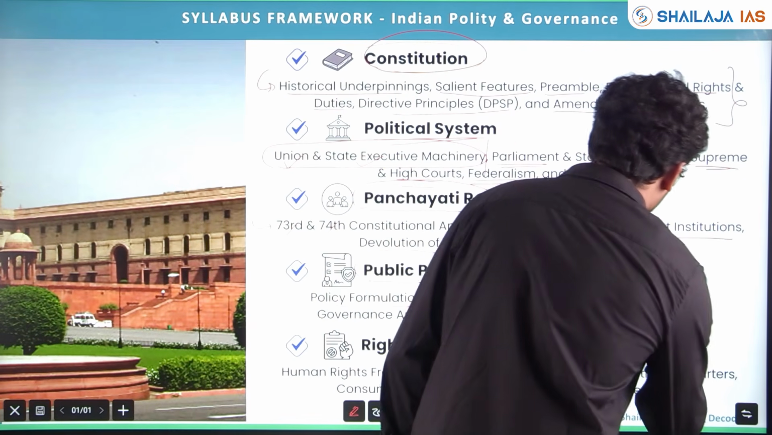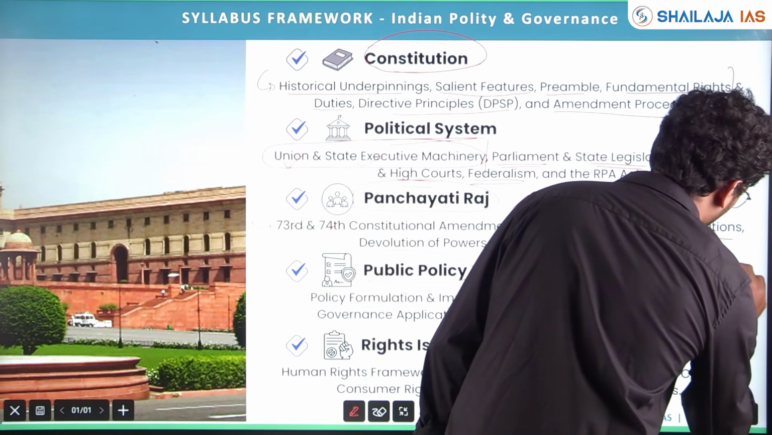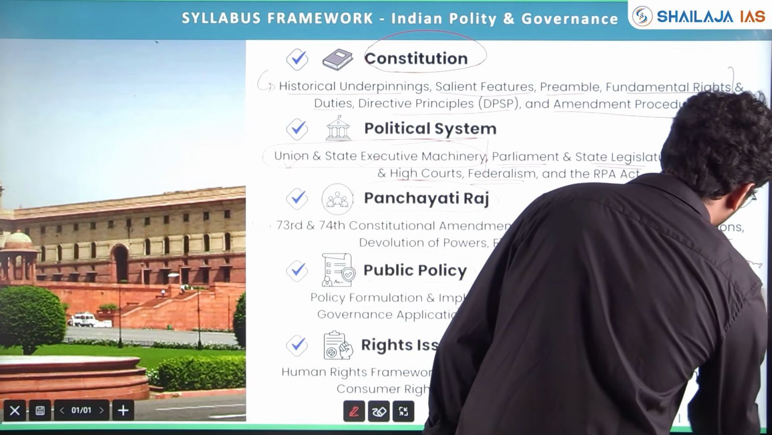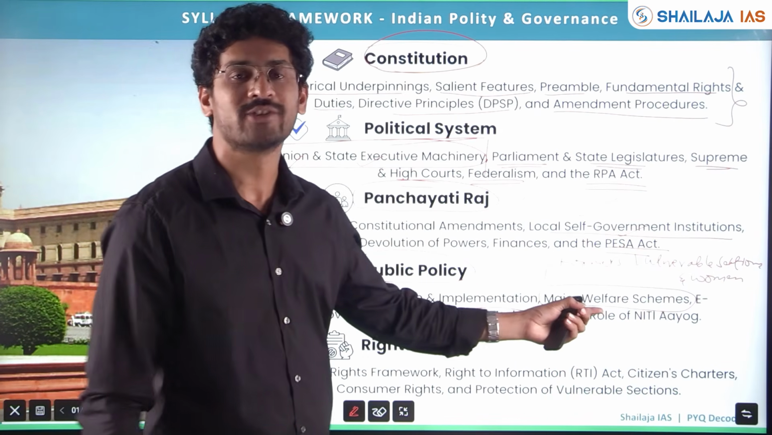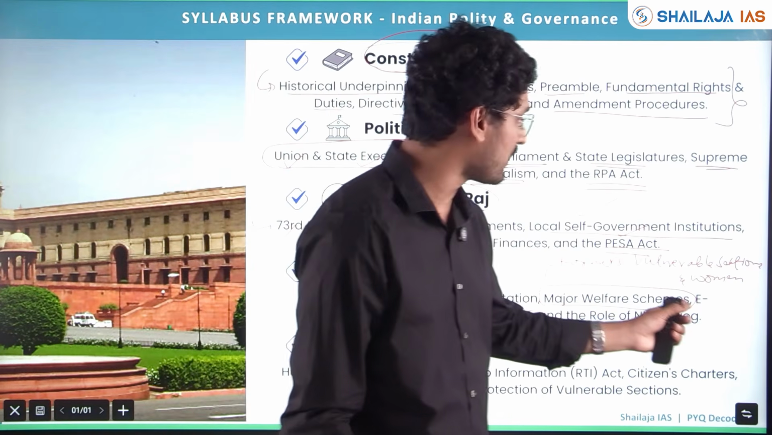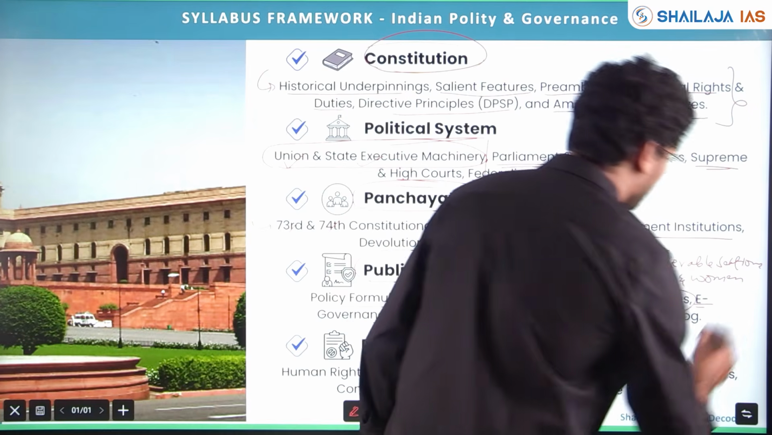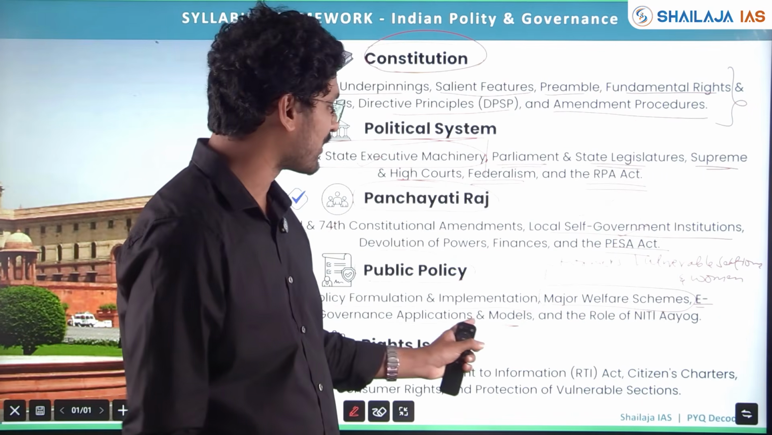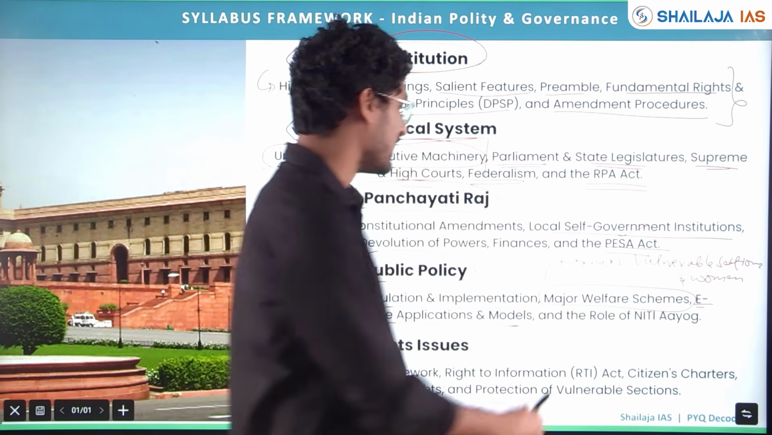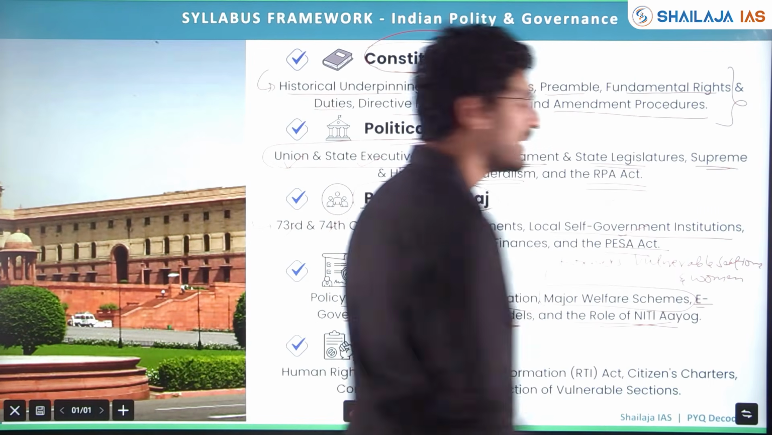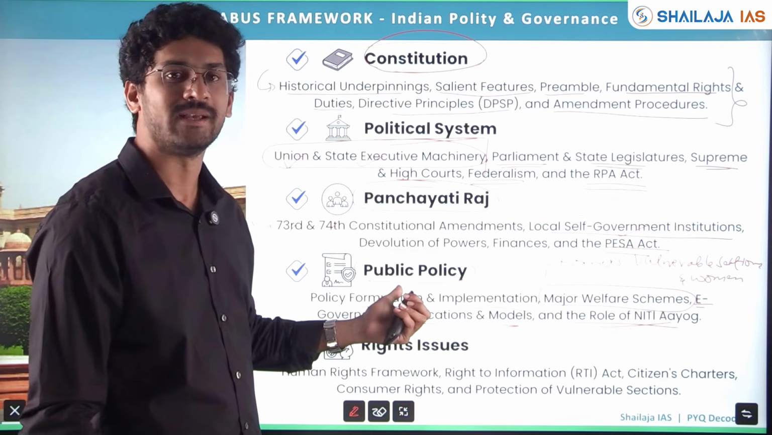Okay, vulnerable groups, all vulnerable sections, and women, old age questions, okay, all these are coming from major welfare schemes, and e-government applications and models. This is a mix of economy as well as polity, but public policy is a syllabus in the polity, and roles of some of the important executive bodies, constitutional bodies, all are coming from public policy.